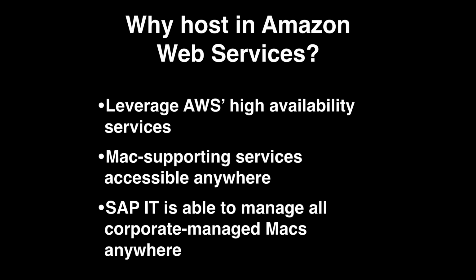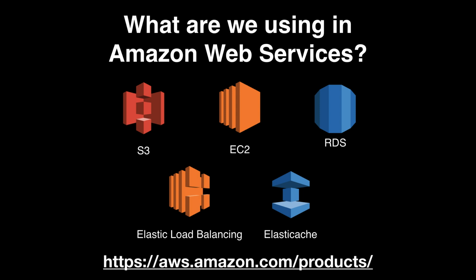It also allows us to make our Mac supporting services accessible by SAP employees as long as they have an internet connection, and allows SAP IT to manage SAP owned Macs as long as they have that internet connection. So all infrastructure related to the project uses Amazon's high availability technologies, including S3, which is providing our storage, MySQL database hosting, which is provided by RDS, load balancing and SSL termination is being provided by the Elastic Load Balancing Service, Tomcat server hosting is being provided by EC2, and Memcache hosting is being provided by ElastiCache.